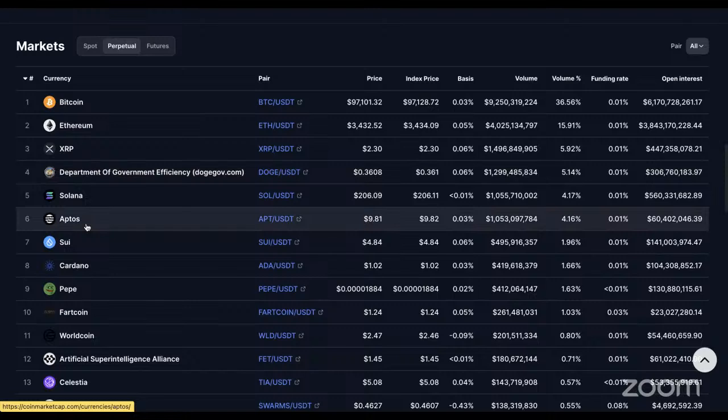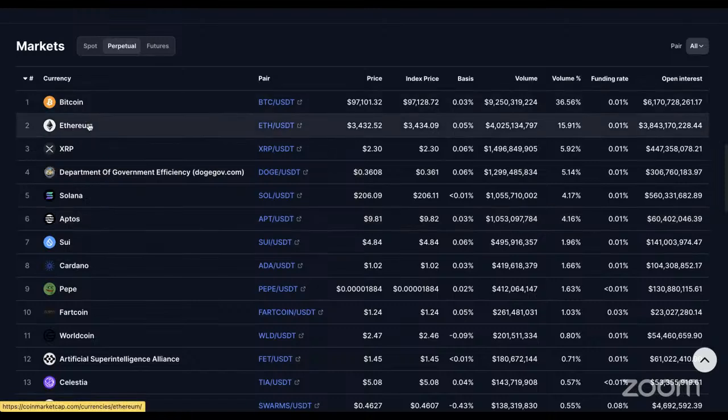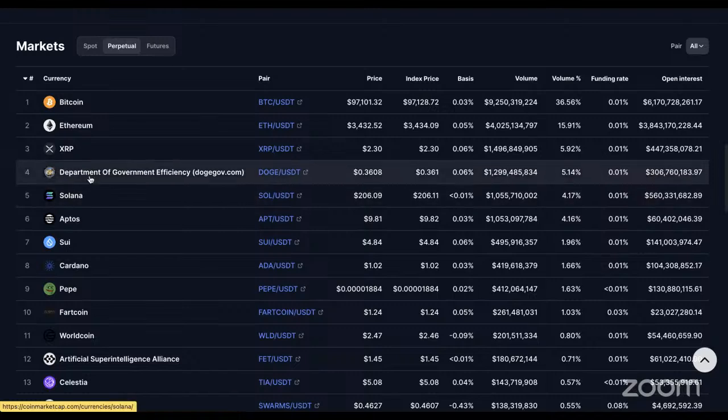Now, I want to go for pairs that are cheaper to trade. Pairs like Bitcoin, Ethereum, Ripple, Solana, even Doge, most of the time, they are expensive to trade. If you try to trade them, the leverage available is low, or the amount for you to open one position is high. So you cannot trade them with your $5, with your $10.